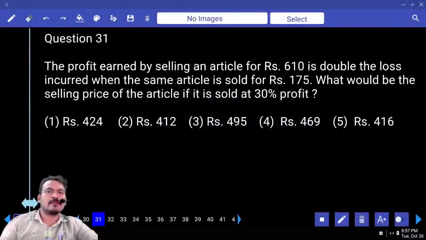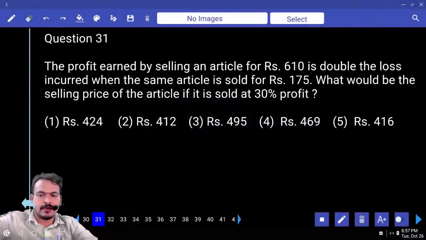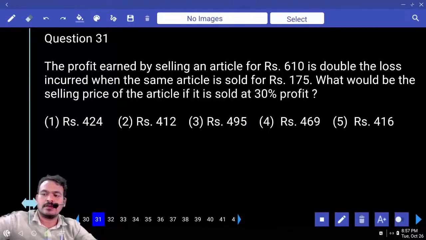What is the first one? The profit earned by selling an article for 610 is double the loss incurred when the same article is sold for 175. What would be the selling price of the article if it is sold at 30% profit?